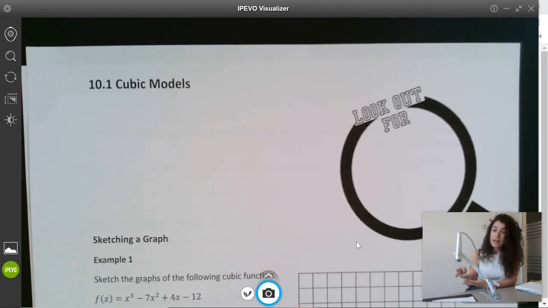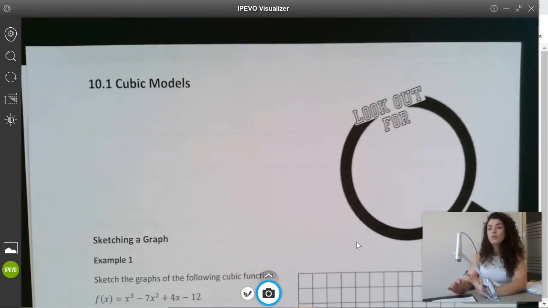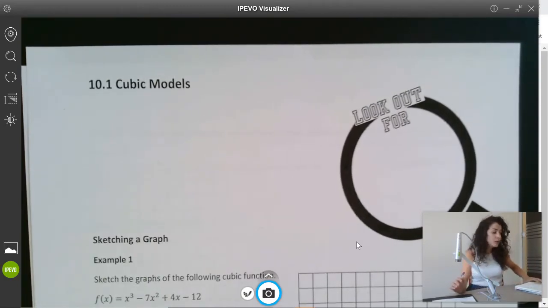In our next lesson, we're going to be talking about variation models, and then we'll bring it all together and talk about the three types of models that we've learned so far: quadratic, cubic, and variation, in our final lesson, talking about optimization. So it's kind of an overview of what this unit is going to look like. Let's go ahead and jump in.